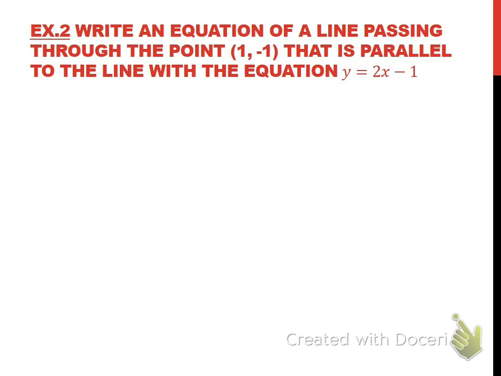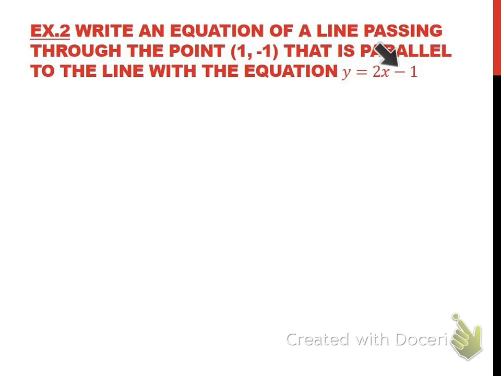Write an equation of a line passing through the point (1, -1) that is parallel to the line with the equation y = 2x - 1. When they just say write an equation of a line, I would default to slope-intercept form. We might use another form to get there, but that should be our default for writing an equation of a line. First of all, I'm going to need to know my slope.